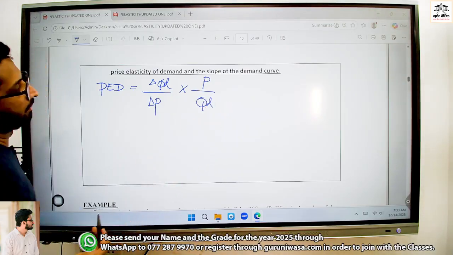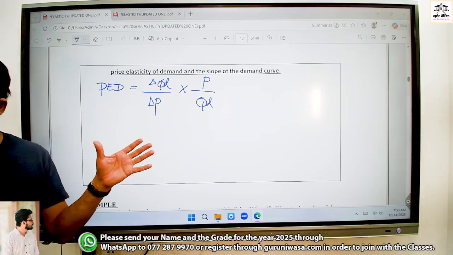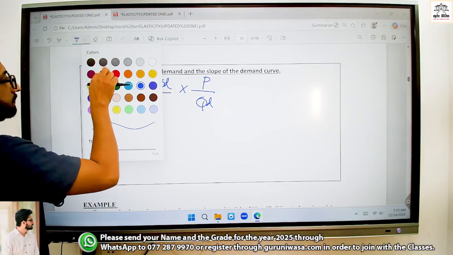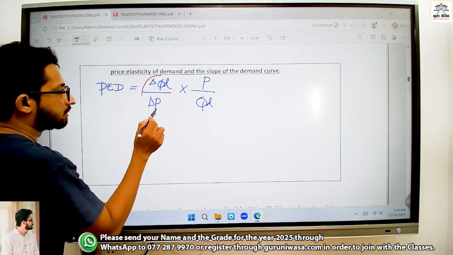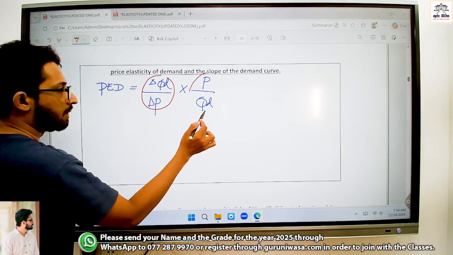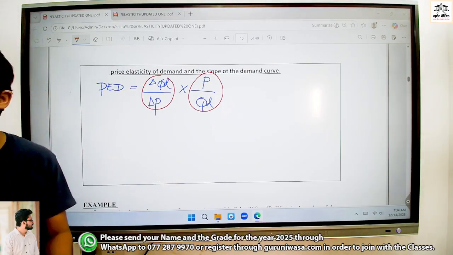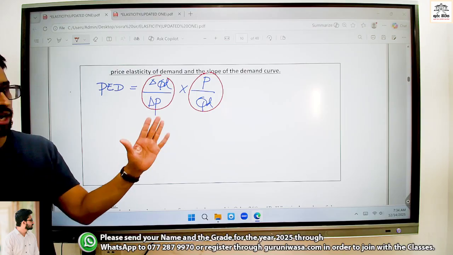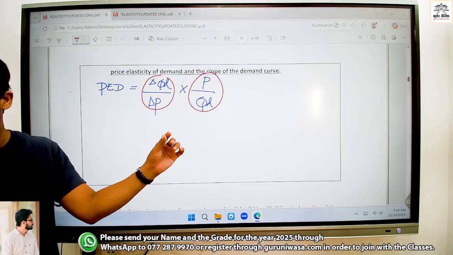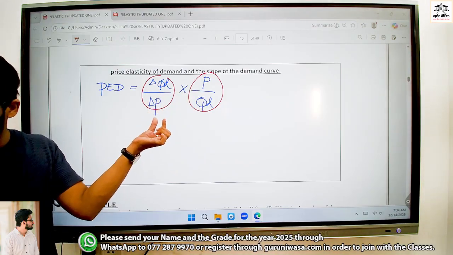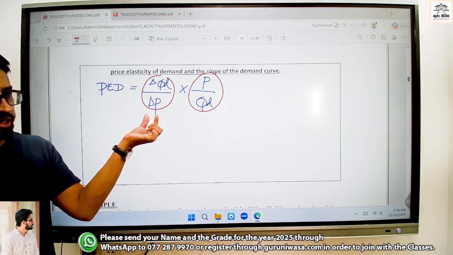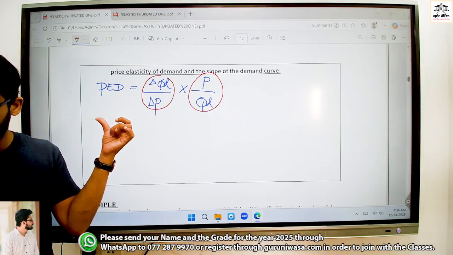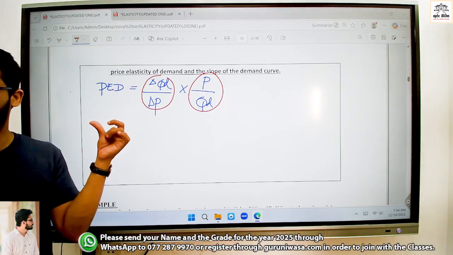This equation has mainly two parts. First one is delta QD over delta P part, and second one is P over QD part. You're very familiar with this. What does delta QD over delta P mean? Slope. Slope of the demand curve.